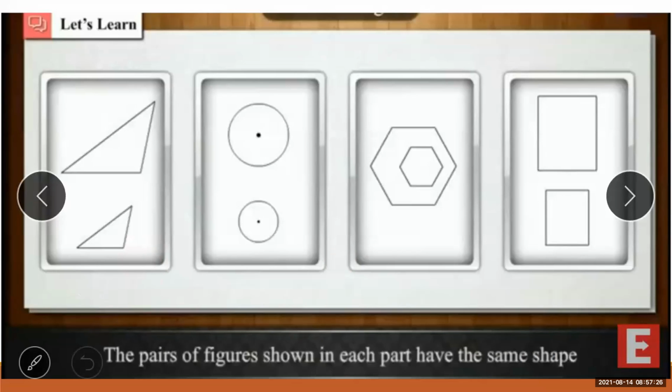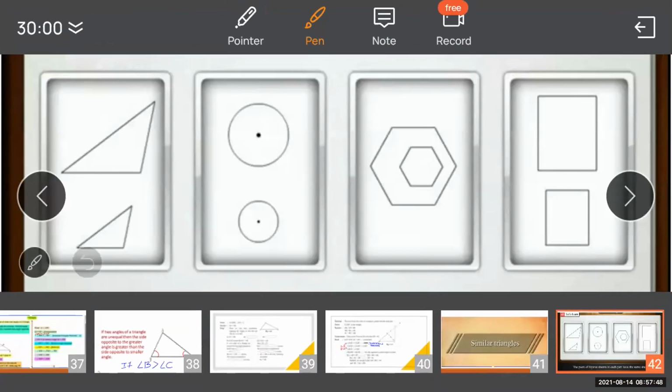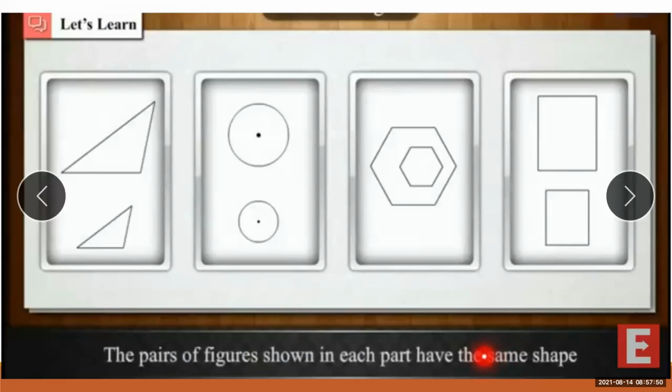That means if only the shape is the same, the figures are called similar, and along with their shapes, if the sizes are equal, then those are called congruent. Here those are only the same in shape. Same shape, the figures looking the same, those are similar figures.